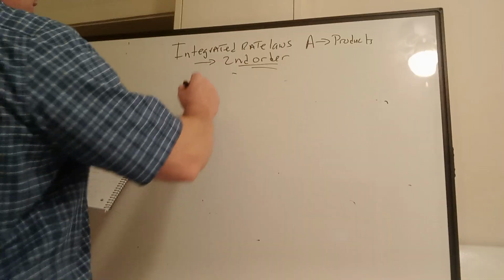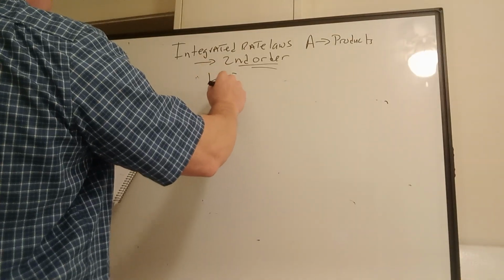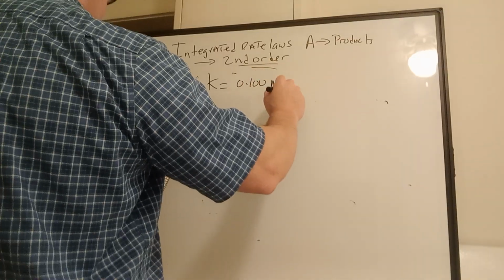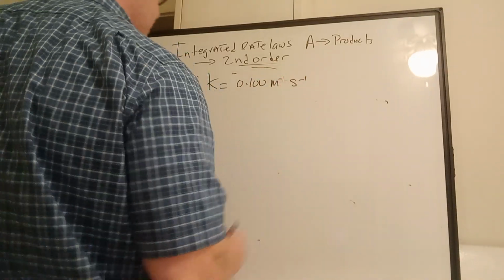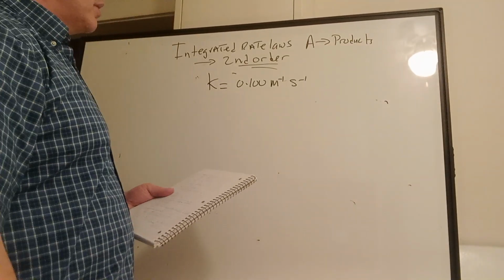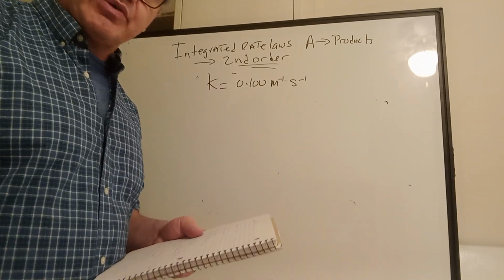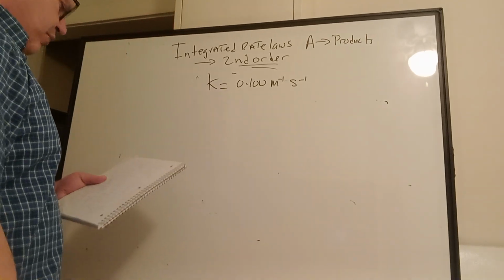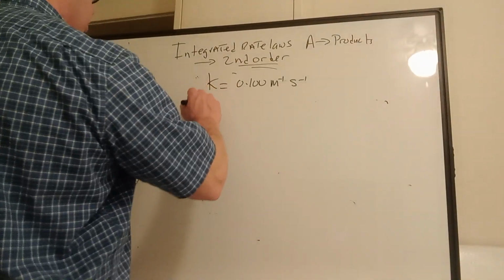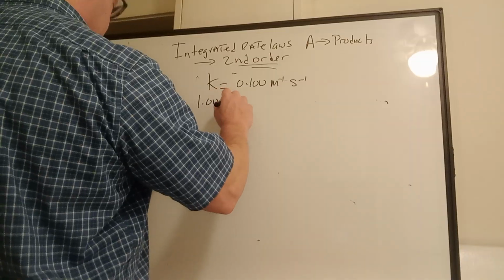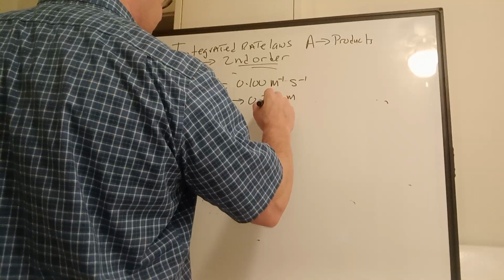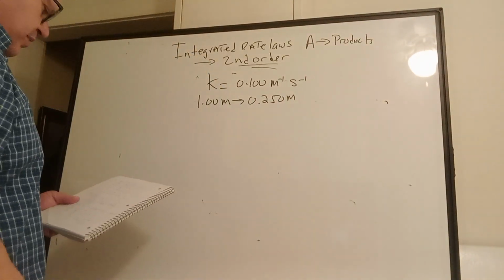We'll say K in this problem is 0.100 inverse molarity inverse seconds. Just seeing that should tell you that it's 2nd order, because of the units. I will not necessarily say that on the exam, that it's 2nd order. Let's do a problem where we're going from 1 molar to 0.250 molar. Now you could think of that as 2 successive half-life approximations.